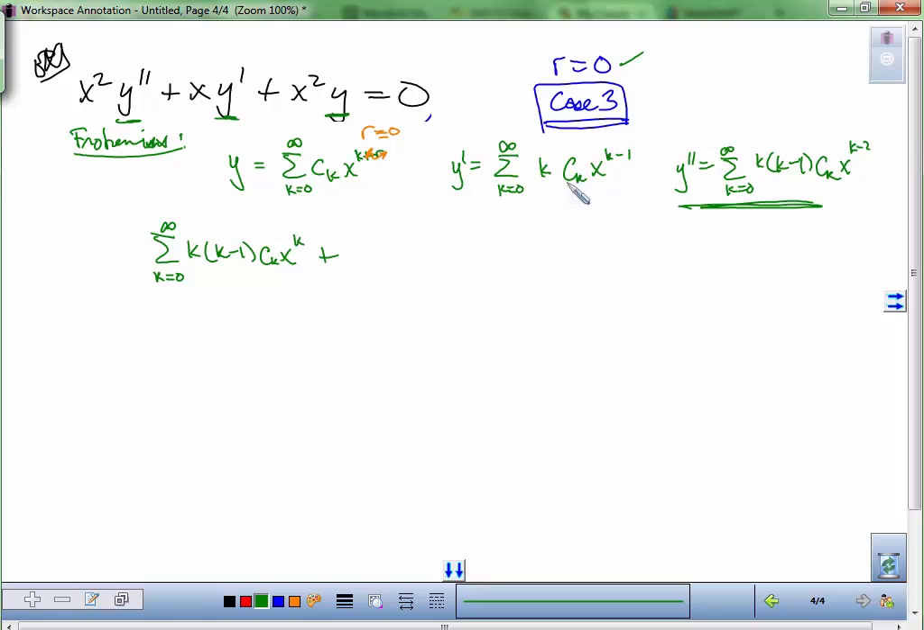Plus now the y prime is going to be multiplied by x, so I'll add 1 to this x over here, and it'll just be x to the k again. Now the third one is going to have to be multiplied by x squared, so that gives me 2 extra x's for my power series. So this is ck x to the k plus 2.